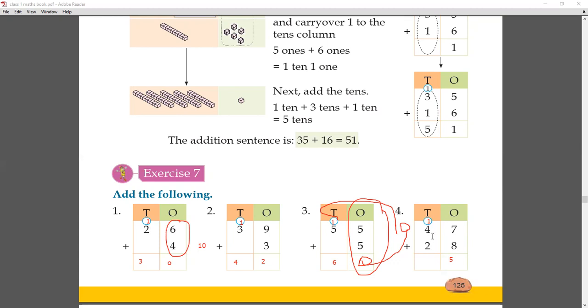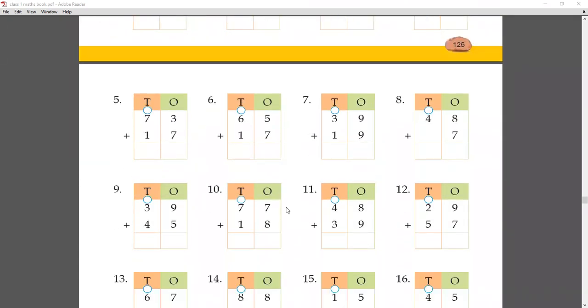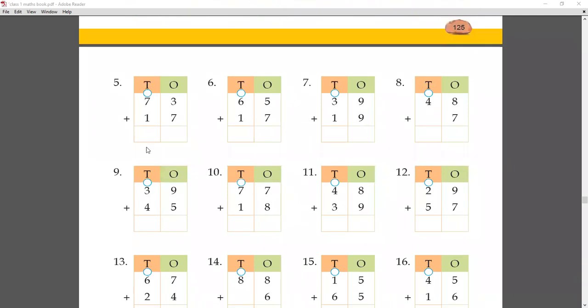Okay, 1 plus 4 plus 2. First of all, we add 1 and 4. So 1 and 4 is equal to 5. And what is our next digit? 2. So 5 plus 2 is equal to 7. So what do we write here? 7. Is that clear? Now moving to the next page, look at this, what is it? Again the same sum. So we do 4 more sums, then you will do by yourself.